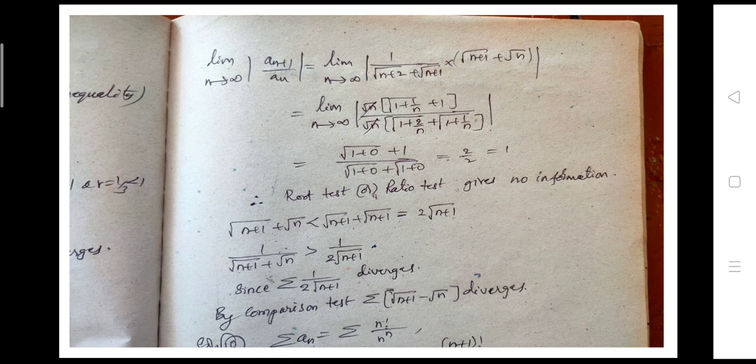By the root test or ratio test it gives no information, because if the limit is less than 1 it is convergent, greater than 1 it diverges, and equal to 1 the test gives no information. Therefore 1 by (root (n+1) plus root n) is less than root (n+1) plus root (n+1), which is equal to 2 times root (n+1). So the reciprocal of this inequality gives 1 by (root (n+1) plus root n) is greater than 1 by 2 times root (n+1). Since sigma 1 by 2 root (n+1) diverges, by the comparison test sigma of root (n+1) minus root n also diverges.